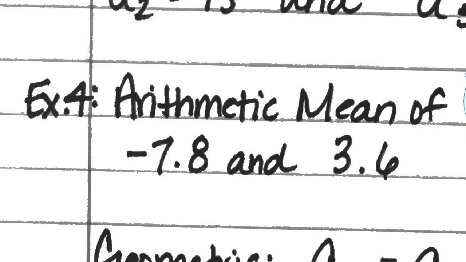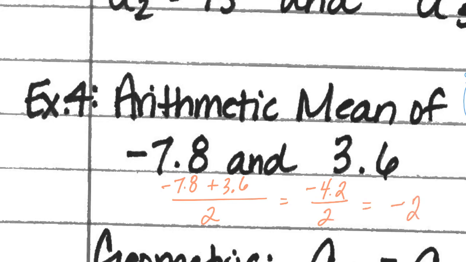All right, I'm going to throw a couple little concepts in here. The arithmetic mean, most of you guys know how to do this. Arithmetic mean just is finding the mean of two numbers. So you're literally just going to take these two numbers, add them, and divide by 2. When I add these, I get negative 4.2, and if I divide that by 2, the arithmetic mean is negative 2.1.